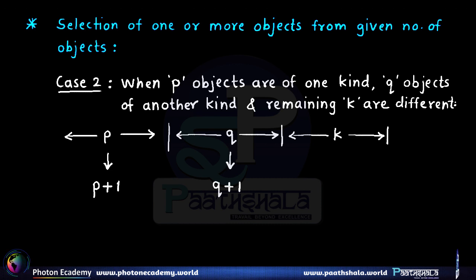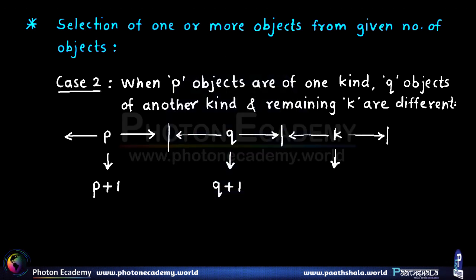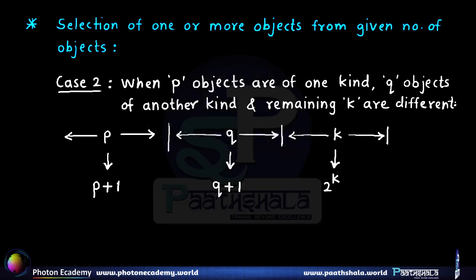Now if you come to the last set, in which there are k objects but each of them is of a different type. Referring to the previous case that we saw, the total number of ways to select any one or more will be 2 raised to k minus 1, but here we have to first consider the possibility that we are not selecting any object out of the k objects.